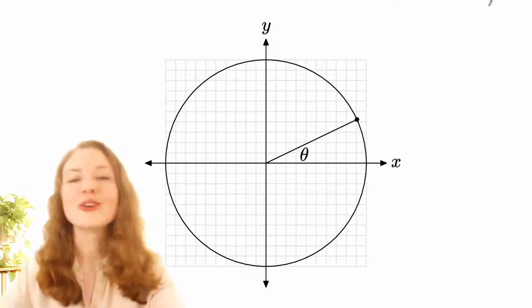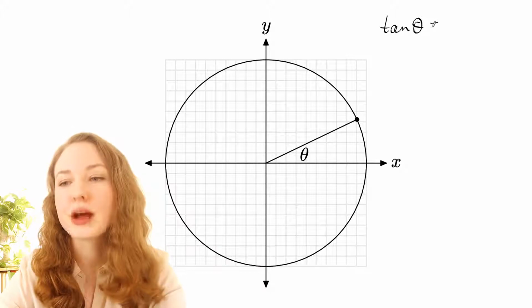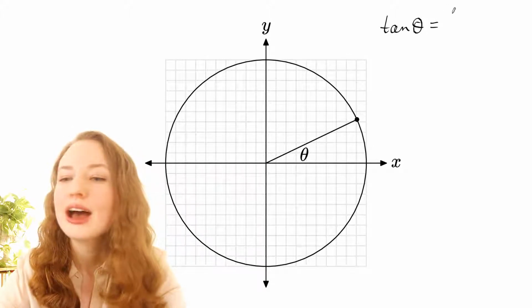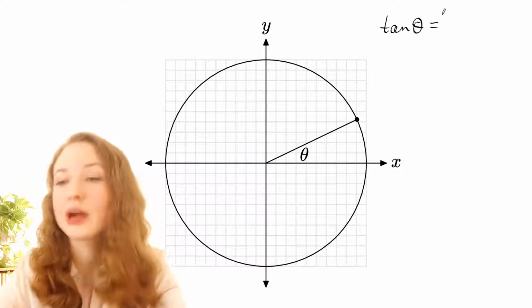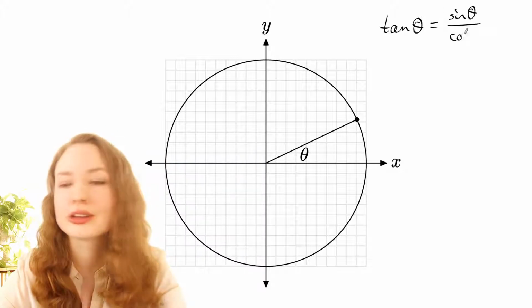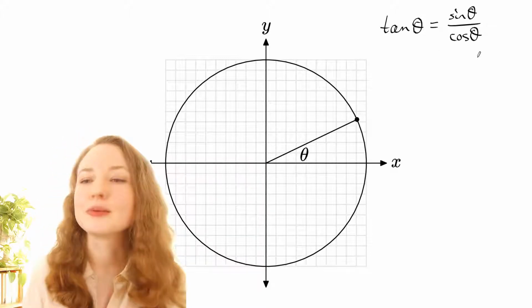Now first of all, since tan theta is the slope, which is rise over run, or the y-coordinate divided by the x-coordinate, and remember that sine theta is the y-coordinate, so it's sine theta over, and then the x-coordinate is cos theta. So that's a really important one. You're going to be using that a lot.